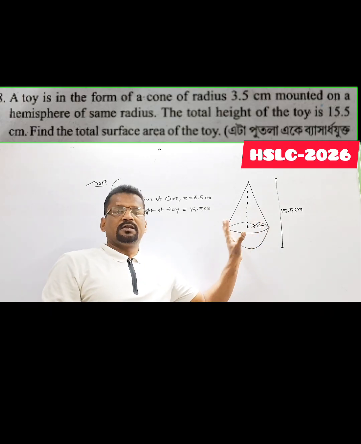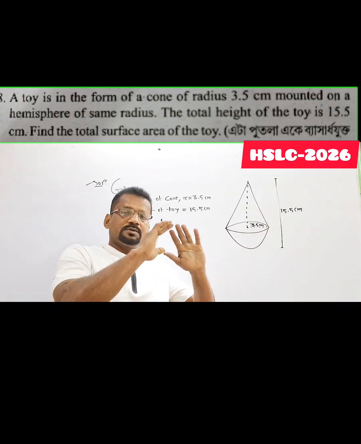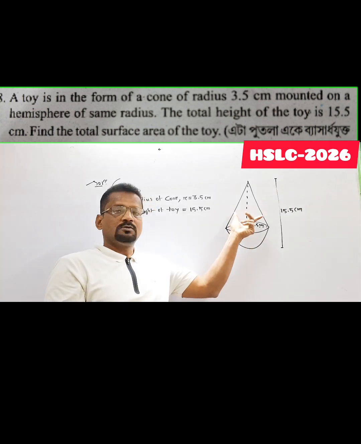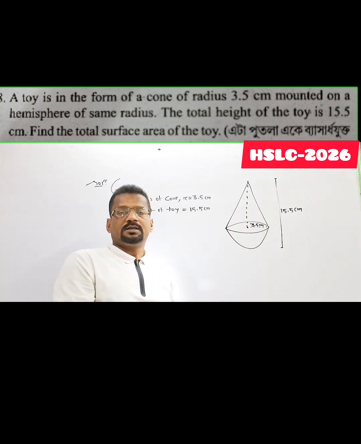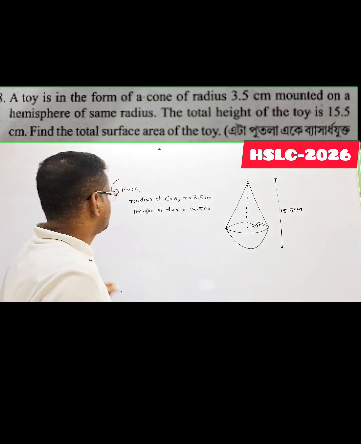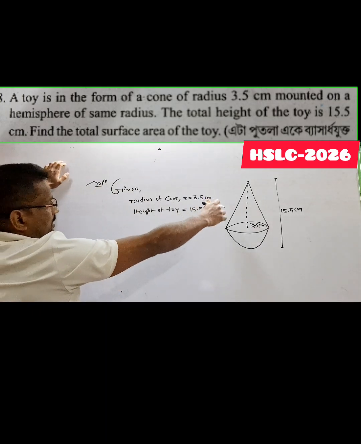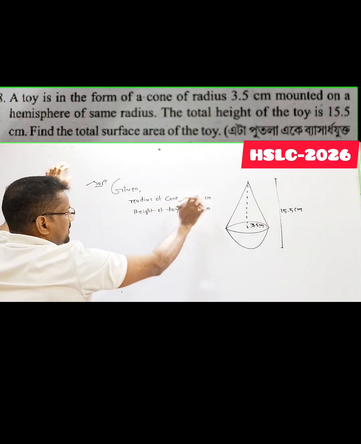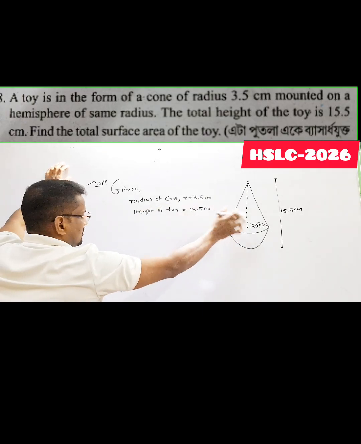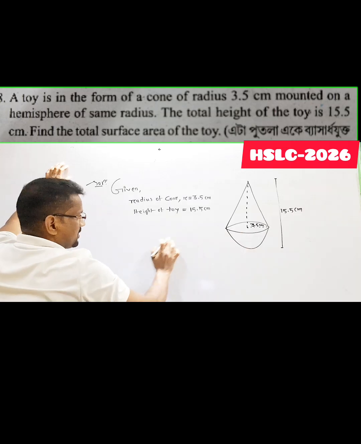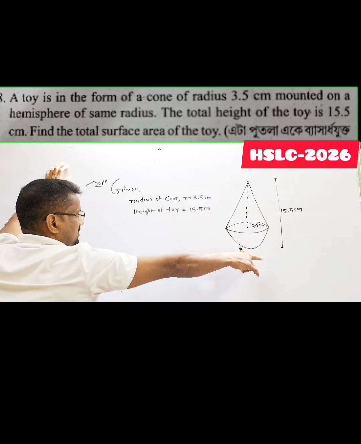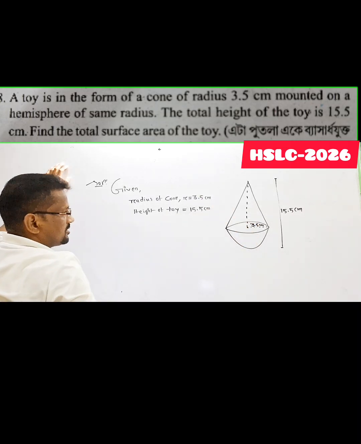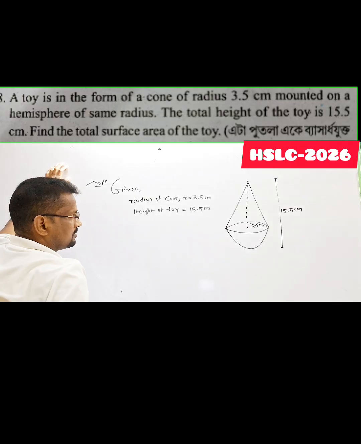Now I hope you can imagine the solid shape. Total surface area will be curved surface area of the conical part, this cone, as well as curved surface area of the hemispherical part. Now you see, in this case, at first you write radius of the cone equal to 3.5. That's the radius of the cone also, a hemisphere also. Height of the toy as it is given in the question, 15.5 centimeter. We have drawn the diagram also.